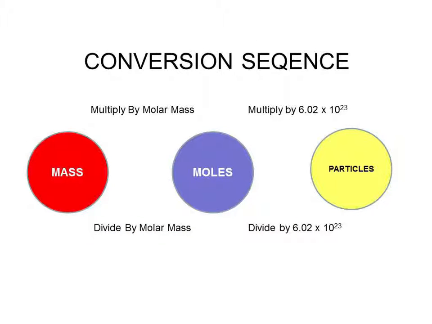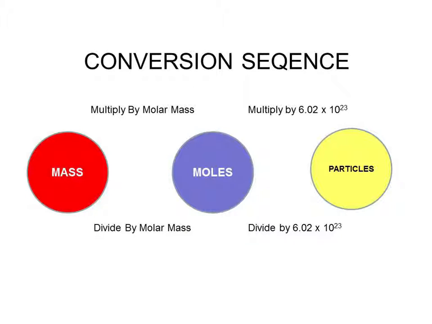Okay, so here's our conversion sequence for going from mass to moles to particles. If I give you any one of these 3 items in a word problem, you should be able to come back and tell me the number of moles or the mass or the number of particles, depending on which variable I've given you. So let's see how this works.